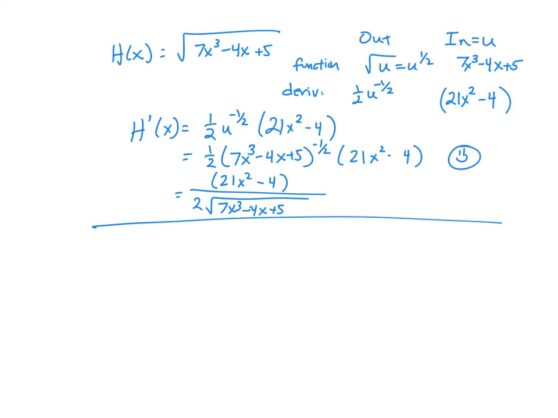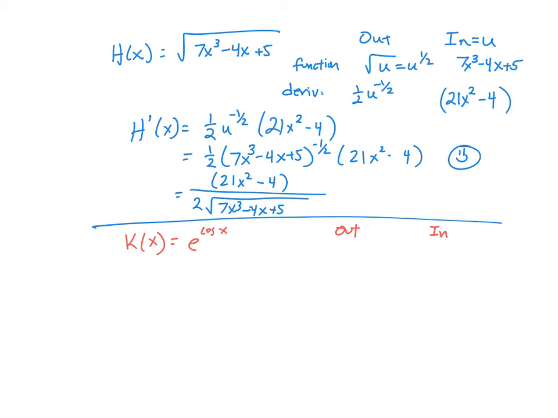Let's try one more. This one is capital K of x is e to the cosine x. So what would you pick for your outside function and your inside function? Go ahead and pause the video. Try to work this problem out. When you're done, unpause it and see if you agree with me.